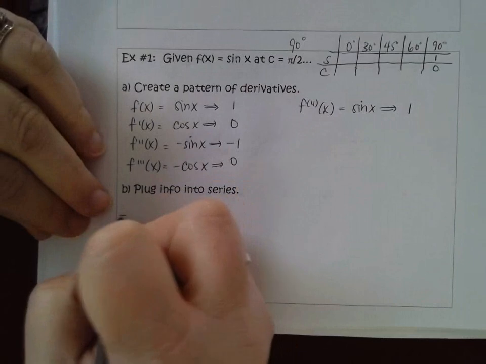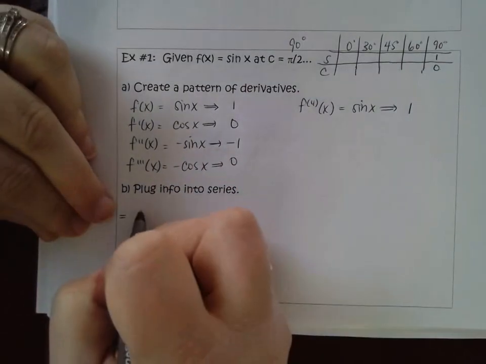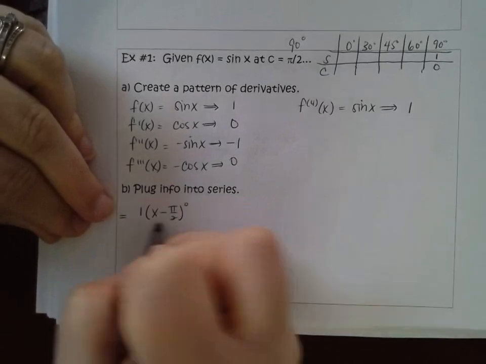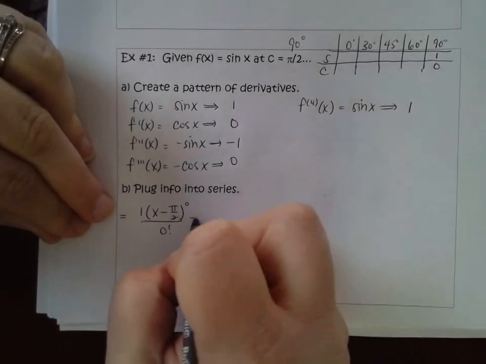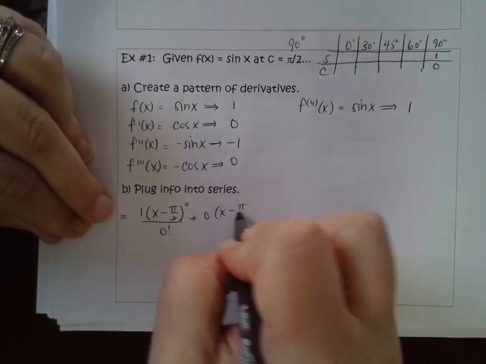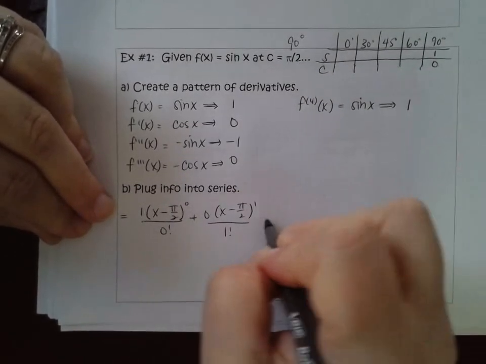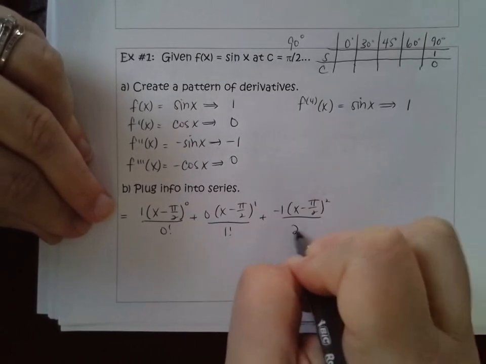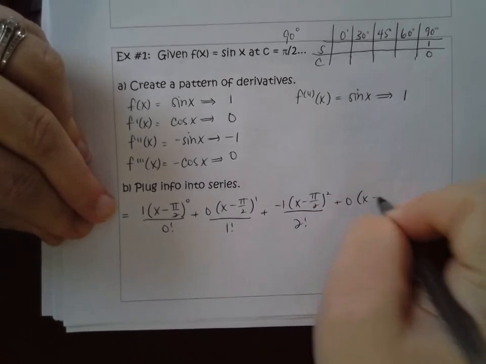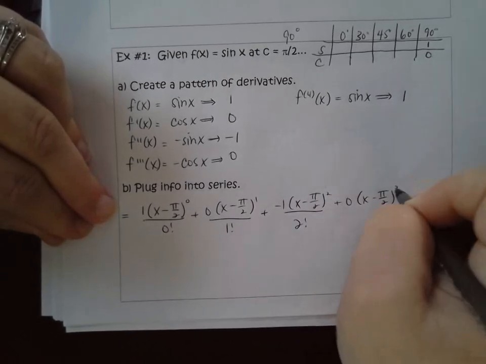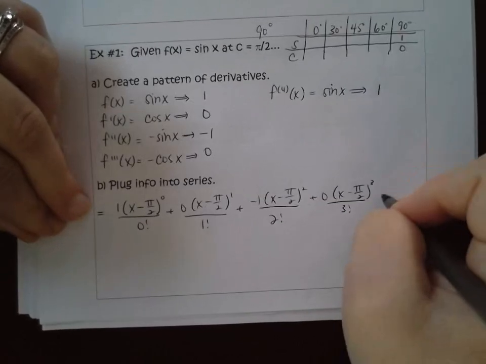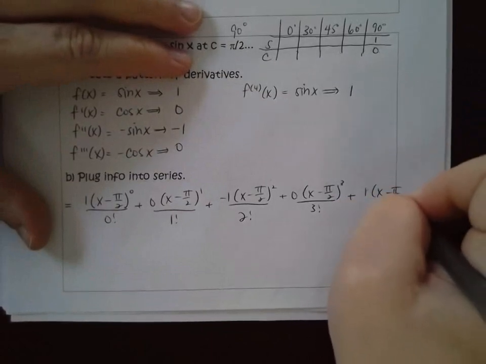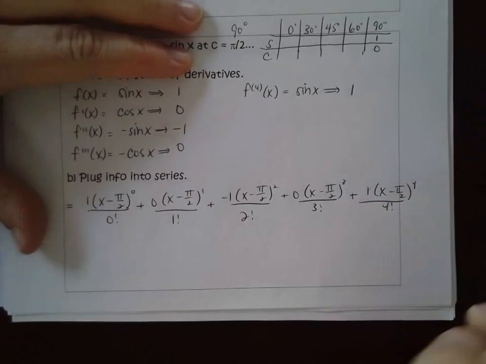Plugging into the series, remember I get my original term times x minus pi over 2, where I'm centered, to the 0 over 0 factorial. Next coefficient times x minus pi over 2 to the 1 over 1 factorial. Next coefficient times x minus pi over 2 squared over 2 factorial. Next coefficient, x minus pi over 2 cubed over 3 factorial. And the last coefficient times x minus pi over 2 to the 4th over 4 factorial.